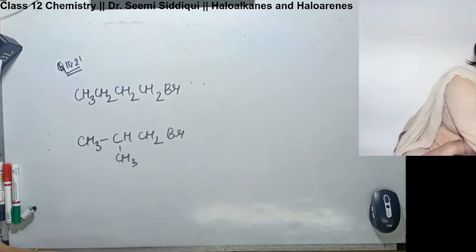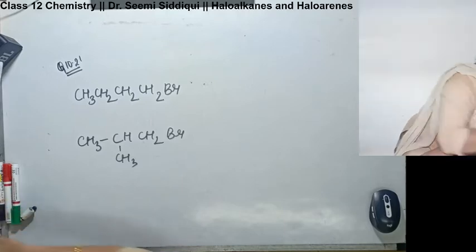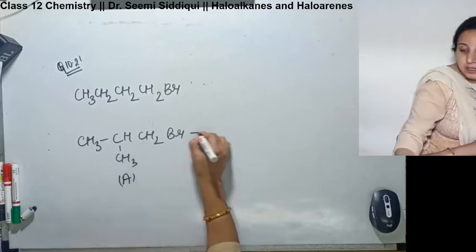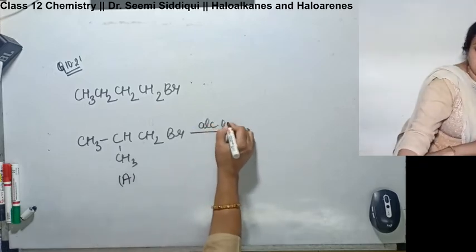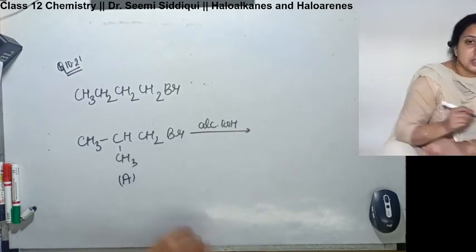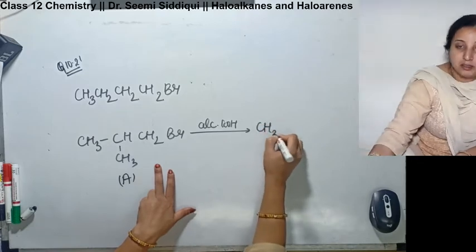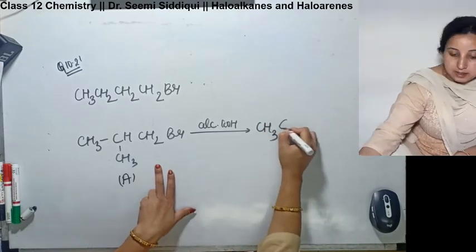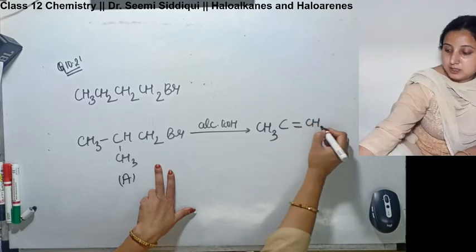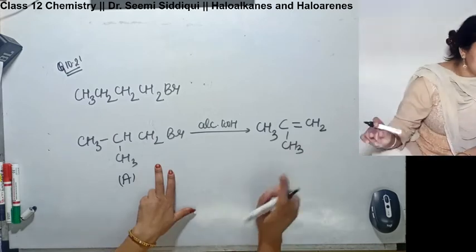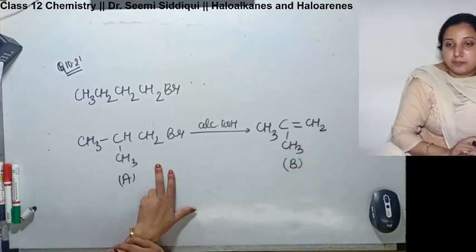It is saying further, A reacted with alcoholic KOH to give a compound B. Okay. Now it is reacting with alcoholic KOH, it means that our A is going to be this. अब ये जब alcoholic KOH के साथ react कर रहा है, it means CH3C double bond CH2CH3. Okay, it means that this has become your B.